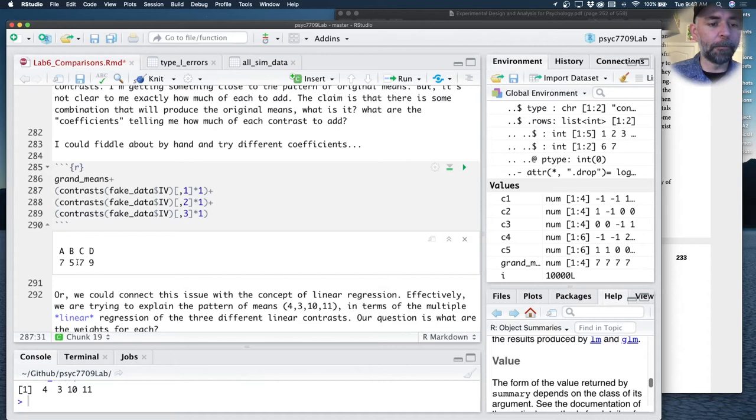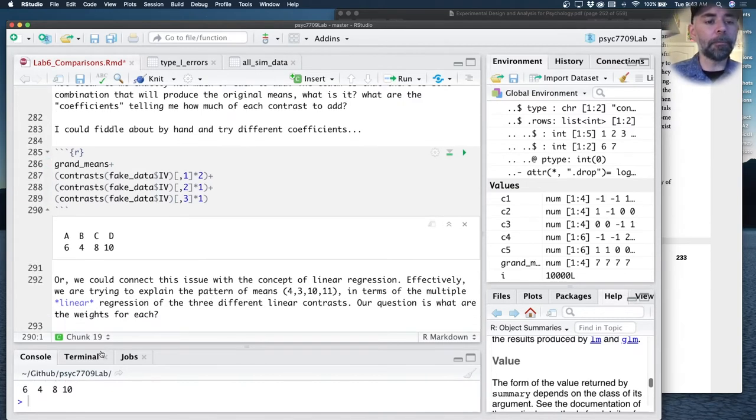I see that 7 and 5 are too high for 4 and 3. We need to get 7 and 5 down more. And we also need to get 7 and 9 up more. So we can do that by adding another of the first contrast, because that pushes A and B down and C and D up. So let's do that. Okay, great. So we got 6, 4, 8, and 10.